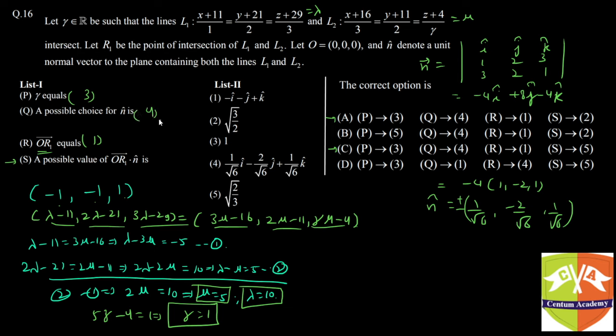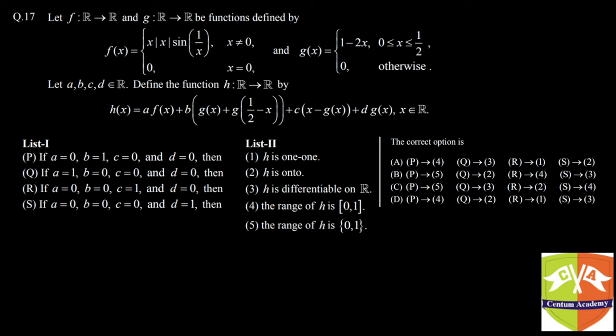Out of these, the plus sign one is given in option number 4. So my Q is option number 4, and S will be OR vector dot n vector. Dot with OR vector, which is minus 1, minus 1, 1, will turn out to be plus or minus, well, minus 1 by root 6 plus 2 by root 6 plus 1 by root 6. This gets cancelled. What we are left with is 2 by root 6, which can also be written as root of 2 by 3. So this is my option number 5. So 3, 4, 1, 5 is again option number C. You see, so far in all the matching column questions, the answer was option number C. Just a coincidence so far. Let us see if that is true for the last question also.